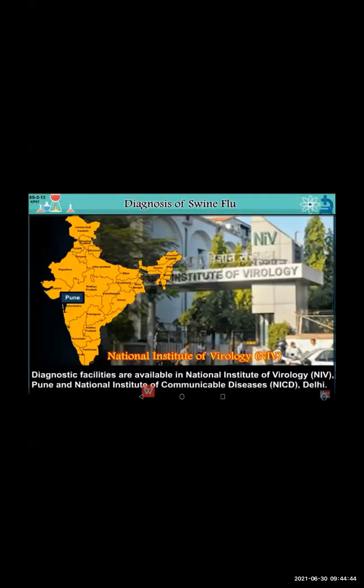Diagnosis of the swine flu. Facilities are available from the National Institute of Virology, that is NIV, in Pune, and the National Institute of Communicable Diseases, NICD, in Delhi. So we have laboratories to test the swine flu in Pune and in Delhi. Okay, these institutes work on this disease named swine flu, and they do research on these studies.